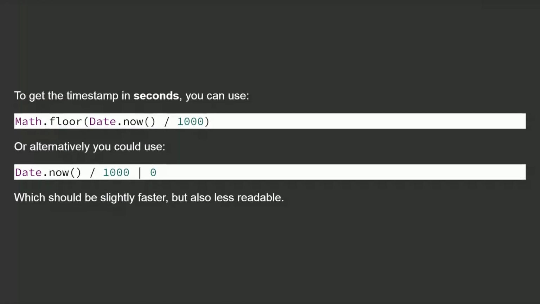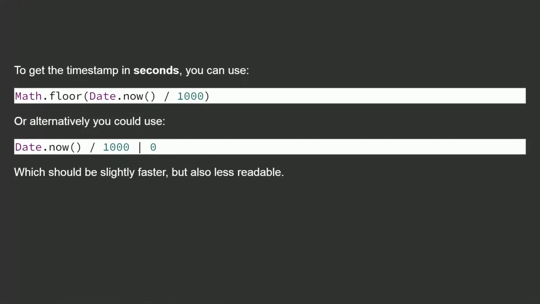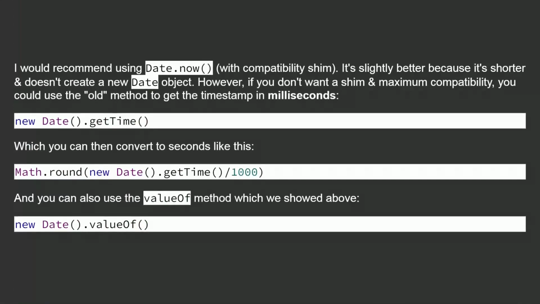To get the timestamp in seconds, you can use Math.floor(Date.now() / 1000), or alternatively you could use Date.now() / 1000 | 0, which should be slightly faster, but also less readable. I would recommend using Date.now() with the compatibility shim. It's slightly better because it's shorter and doesn't create a new Date object.